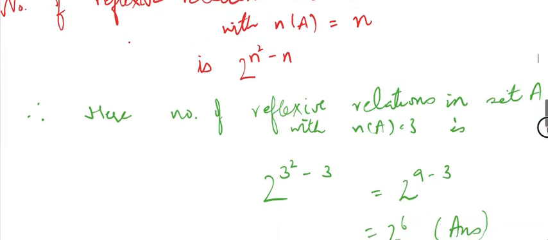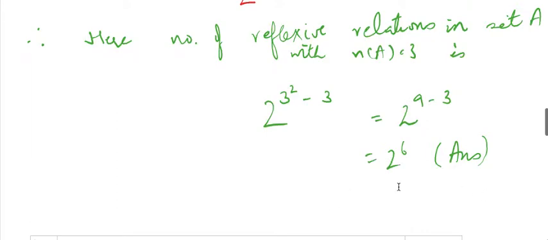This is a very important result and it's not there in your NCERT. So you need to learn that the number of reflexive relations in set A with n elements is 2 raised to power n square minus n. तो यहाँ पे n की वैल्यू 3 है, and when you simplify you will get 2 raised to power 6 as your answer.